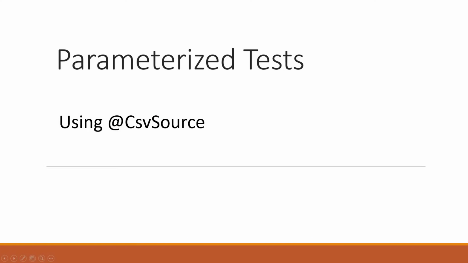So the next annotation we're going to use for the parameterized test is the CSV source annotation. Using this, we can declare the input data as CSV literals in our test. So if you're not aware of what CSV is, it's called comma separated values. So as the name suggests, we are going to pass the input as a list of comma separated strings.